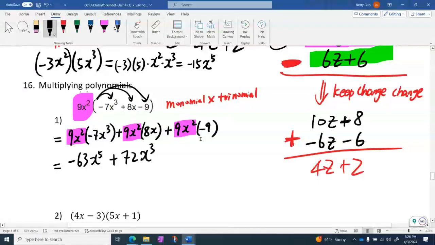And the last part, determine the sign first. Again, this is not 9x squared minus 9. This is 9x squared times -9. Positive times negative gives us negative. Negative 9 times 9, we have 81. And we only have x squared as the variable part. So just keep it down. Copy it, x squared. And that's the result.